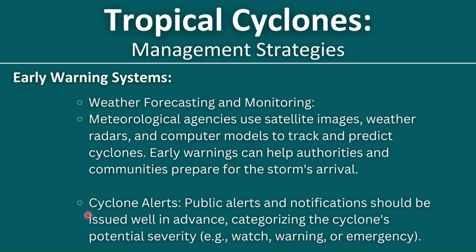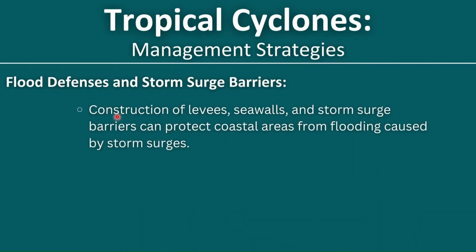They can also issue cyclone alerts. So public alerts and notifications should be issued well in advance, characterizing the cyclone's potential severity. Example, watch, warning, or emergency. Flood defenses and storm surge barriers, right? So construction of levees, sea walls, and storm surge barriers can protect coastal areas from flooding caused by storm surges.